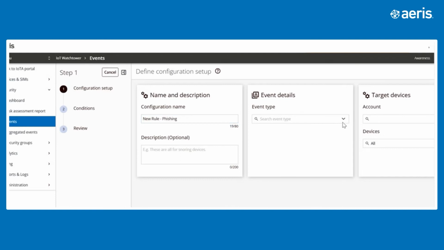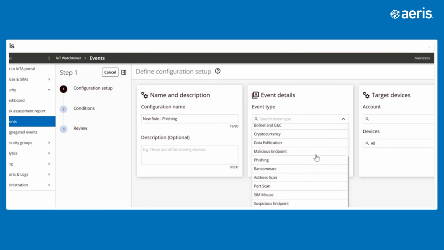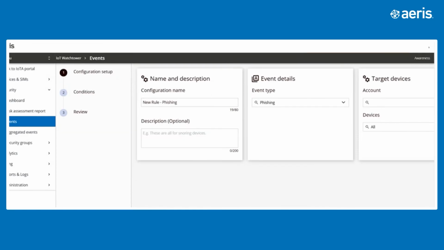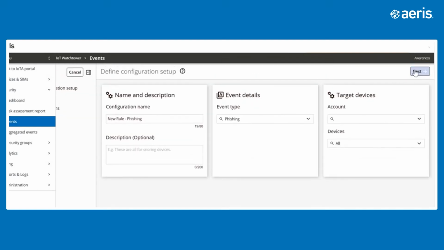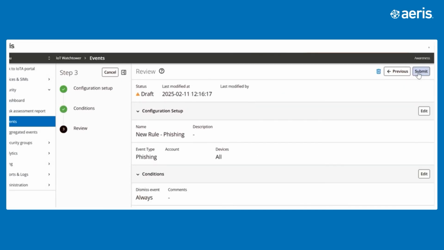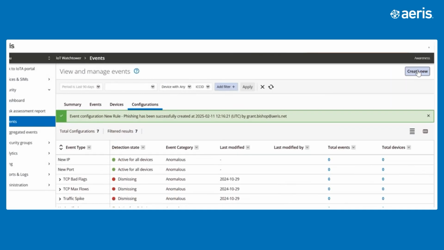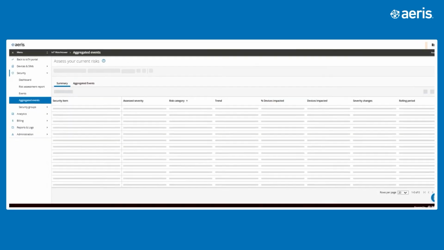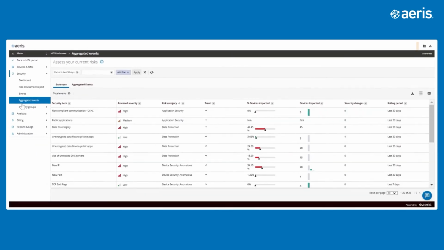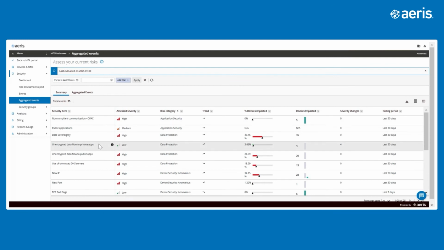Due to the unique nature of IoT networks, which often deploy large numbers of widely distributed devices, organizations tend to see high volumes of captured events when starting to use Aeris IoT Watchtower to enhance their security. Therefore, it is essential to baseline the network and introduce rules to suppress and filter certain events to improve accuracy, ensuring ongoing effectiveness.